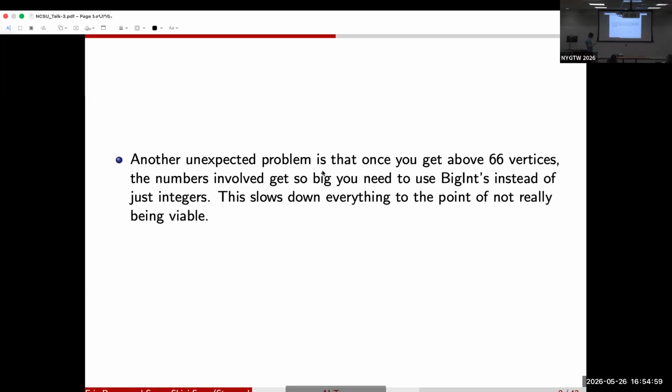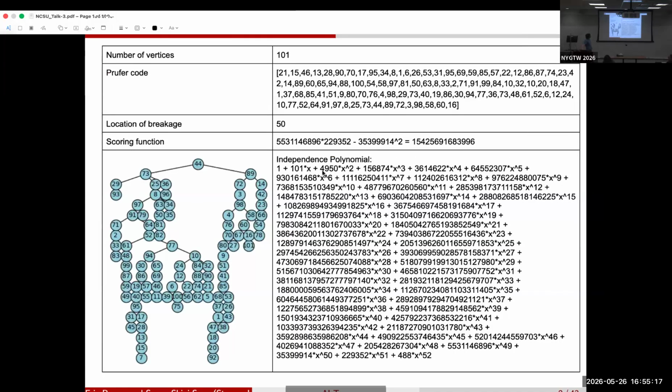This was one of the perks of PatternBoost 2, which is that they did everything in Python this time. They did not go through Julia at all. But anyways, once you get above 66 vertices, the numbers involved get so big that you need to use bigints. And so here is an example of a tree, a counterexample with 101 vertices. These numbers are really big.